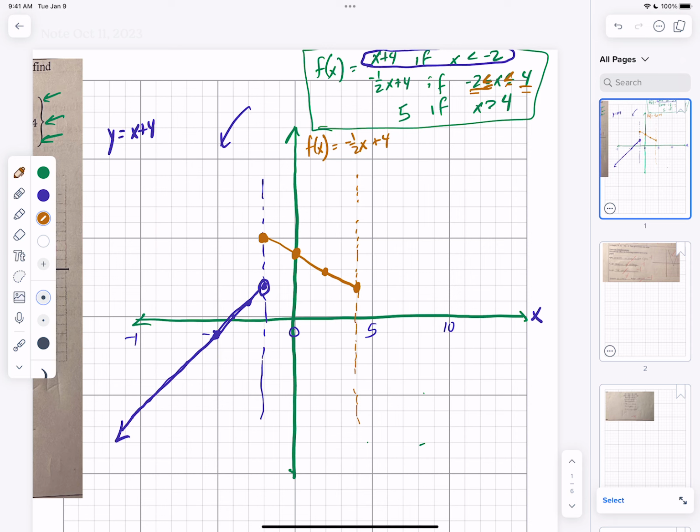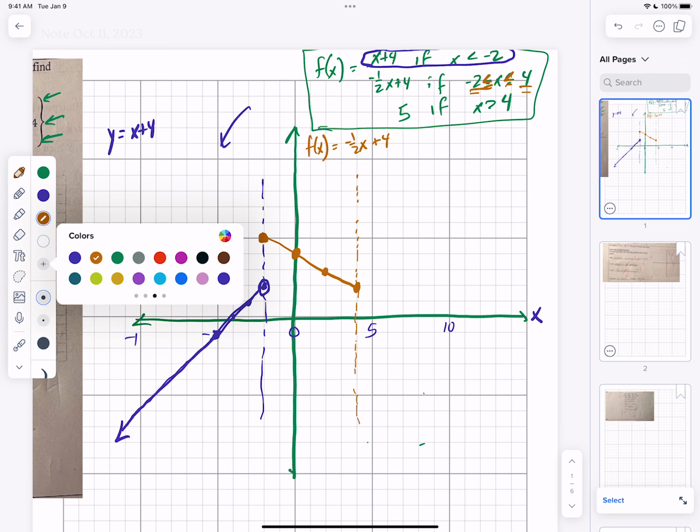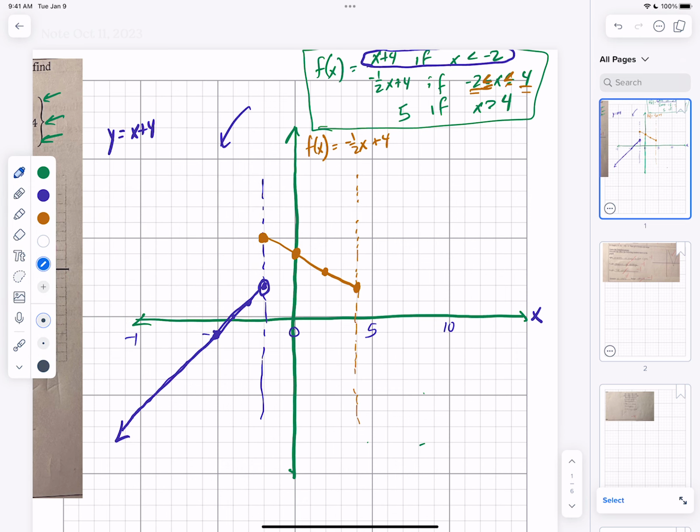Okay. Now the final thing is we'll draw this one in maybe blue. So this is over here, when x is greater than 4, we say f at x is equal to 5. So that means y equals 5. All right. So if y equals 5, we can draw a little t-chart here just to help us out.